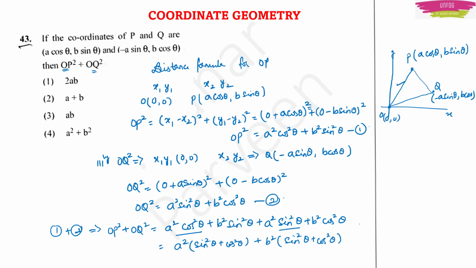There is one trigonometric identity which says that sin square theta plus cos square theta is equal to 1, right? So this thing will become 1 and this thing also will become 1 inside the bracket, and you will get a square plus b square. So option 4 will be the correct answer for this question. Okay. So what are the formulae which you have used to solve this problem? One is the distance formula. The second is the trigonometric identity. So you need to be perfect with all these things in order to solve these type of problems.